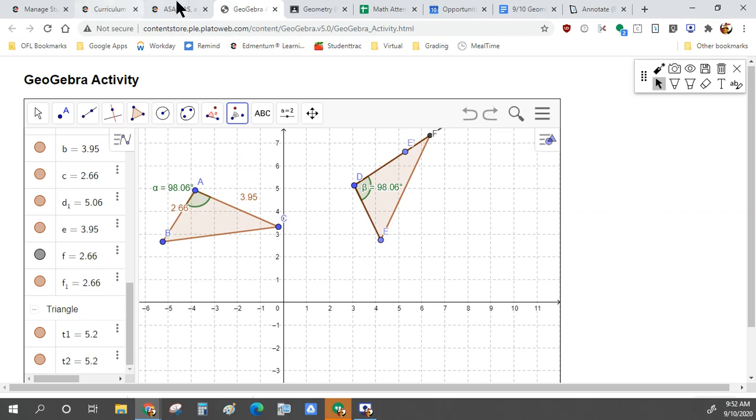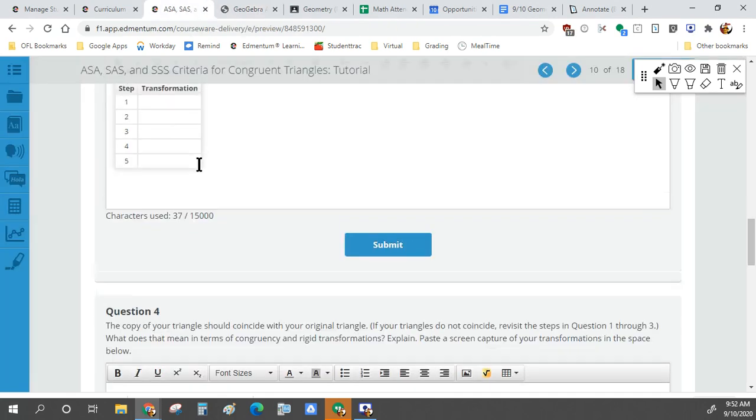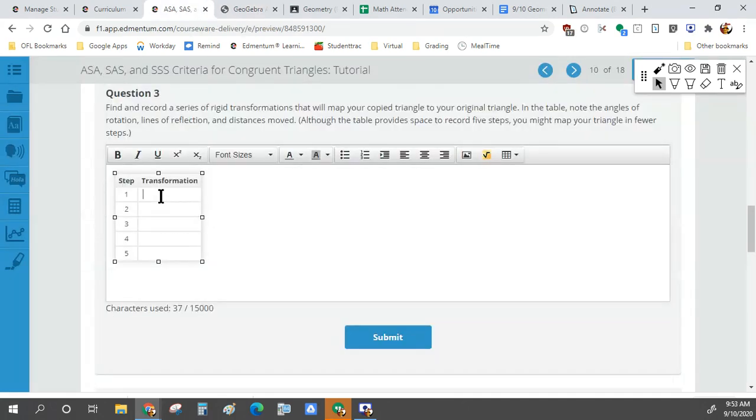I know we're running out of time. Sorry about that. Is this making sense though? It's going to be a lot of trial and error. But do you guys get what you have to do here?